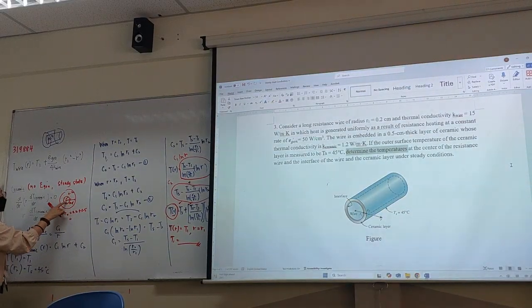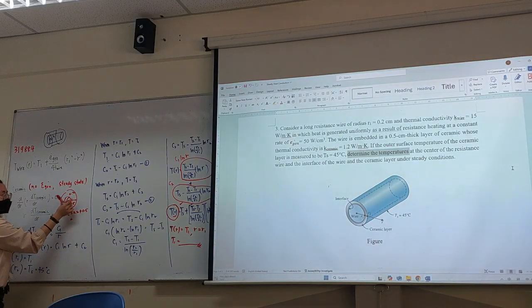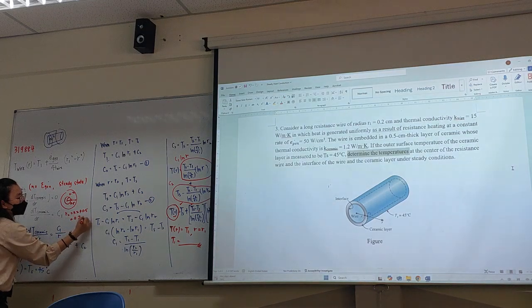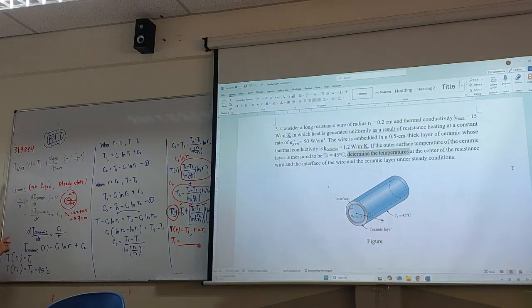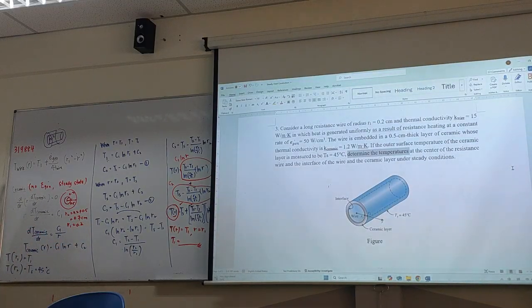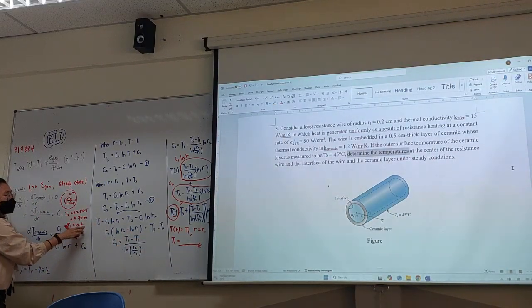If, let's say, they give you the D1, the diameter, then you need to divide. Because they give you this extra thickness, R2 is 0.7 centimeter. So R2 is 0.7, R1 is 0.2, and now your R equals R1, so it equals 0.2.